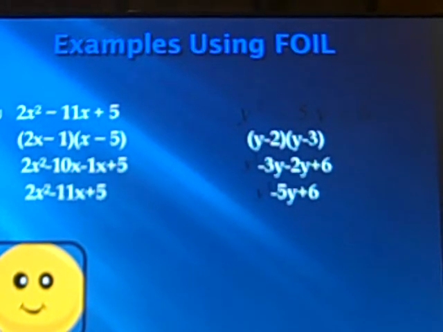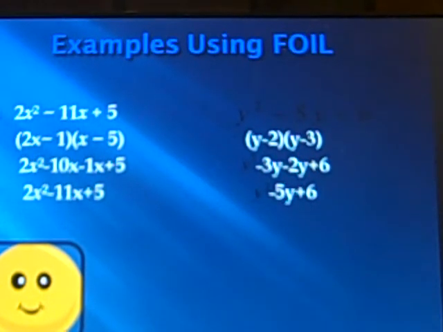Then when you multiply together to check it, you get 2x squared minus 10x minus 1x plus 5. Then you simplify and put it all together and you get 2x squared minus 11x plus 5. That's how you check it with trinomials.